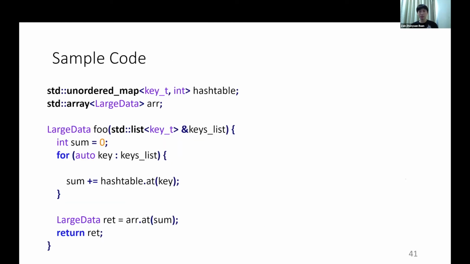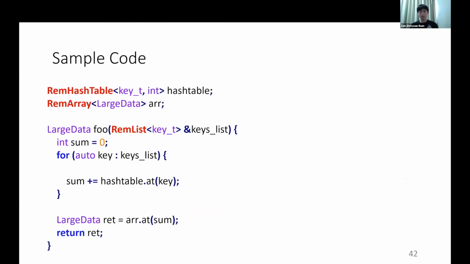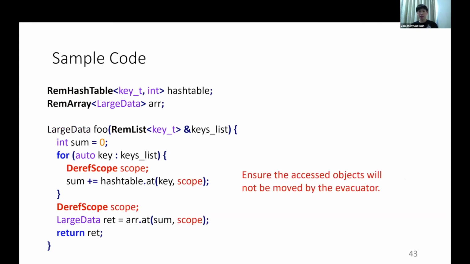Let's use a simple example to see how we use AIFM. Here is the original C++ code snippet. It uses 3 data structures: an ordered map, array, and list. The first thing we need to do is change these data structures into their AIFM counterparts. Second, in AIFM, you have to access the remoteable data structures within a dereference scope. The scope is used to ensure that accessed objects will not be moved by the evacuator.